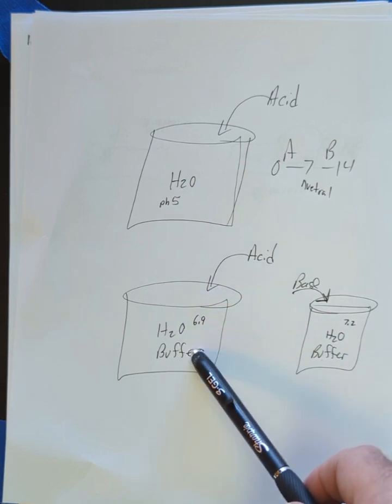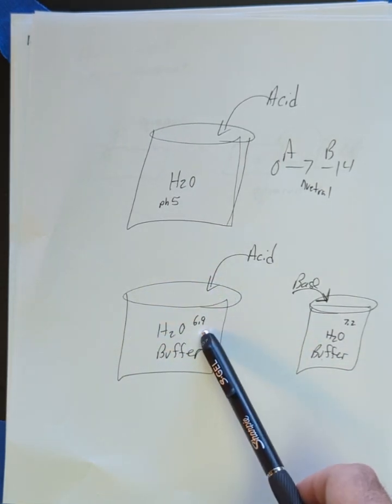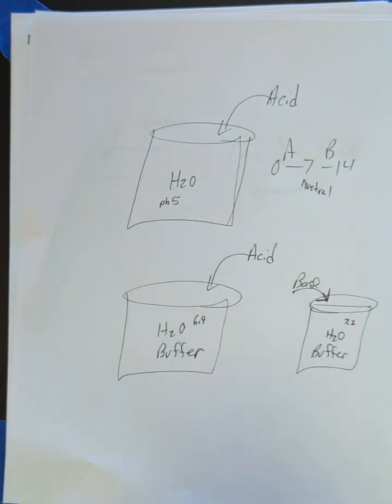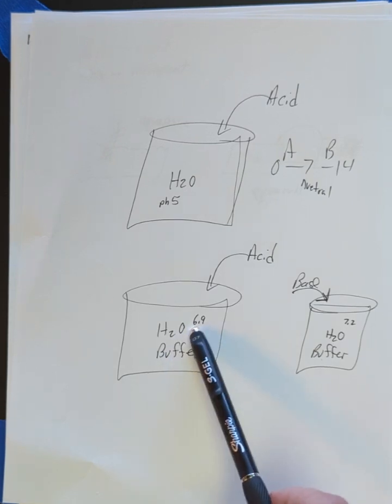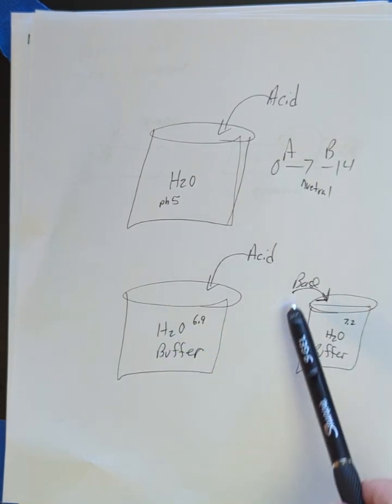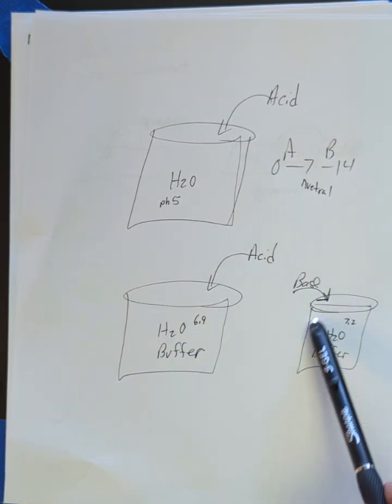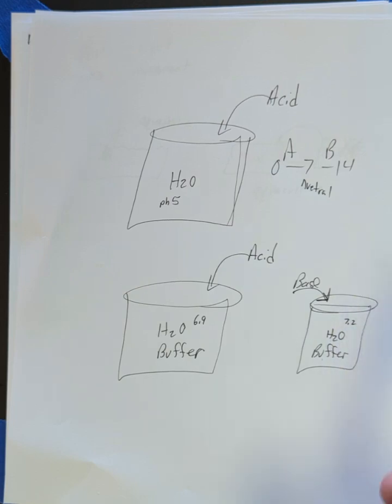If I add acid to a system with a buffer in it, that buffer helps resist a change in pH, so the pH doesn't really change very much. If I add a base to a system with a buffer, again, the pH doesn't change very much.